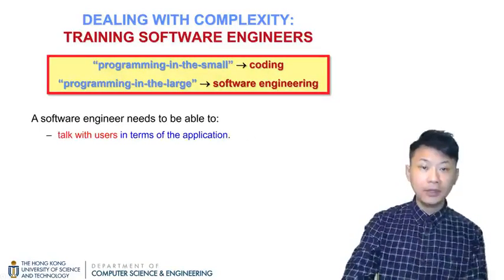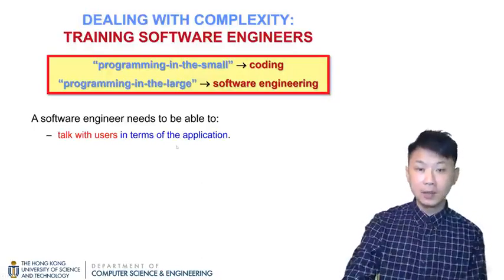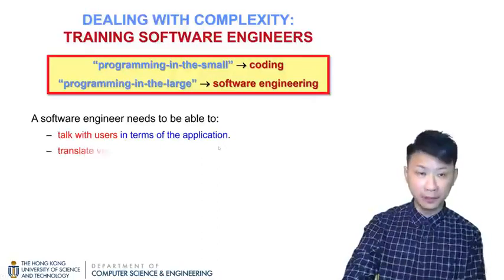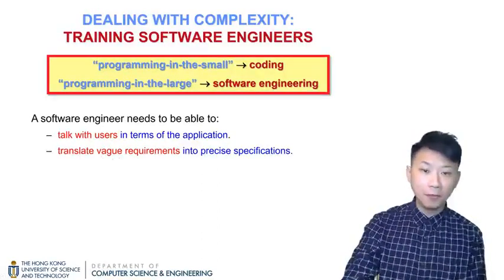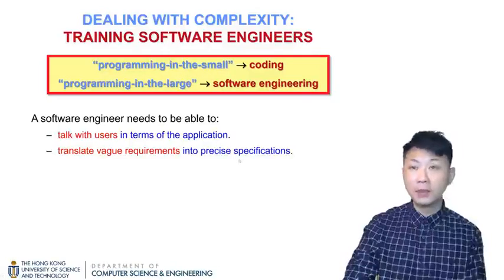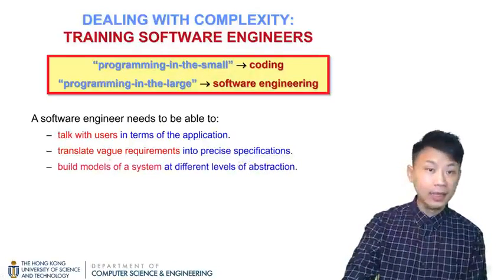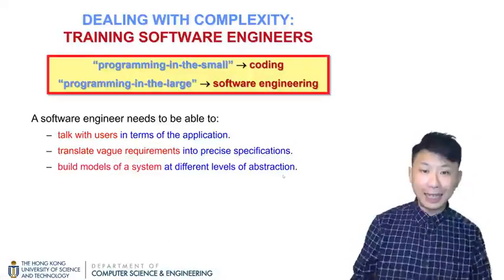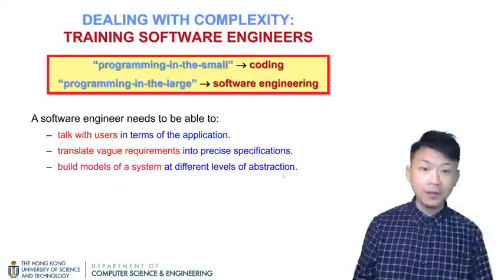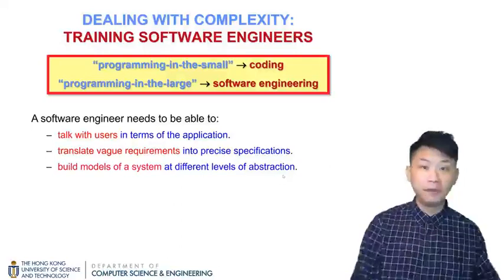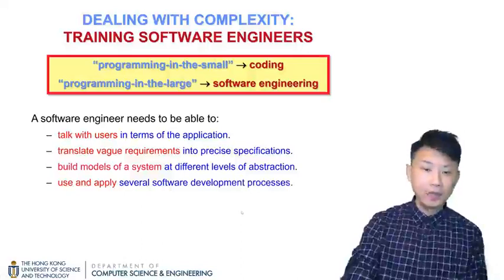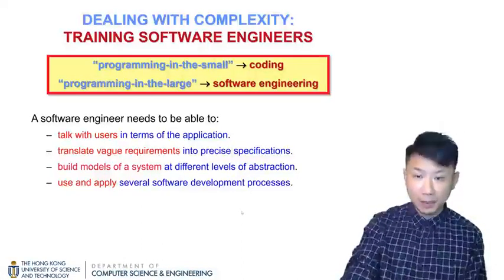For example, you have to talk with users in terms of the application. You have to communicate with your client and also with your users, and translate the vague requirements into something more precise. Then you have to build models of a system at different levels of abstraction, so that you can use your models to communicate with different stakeholders within your project.